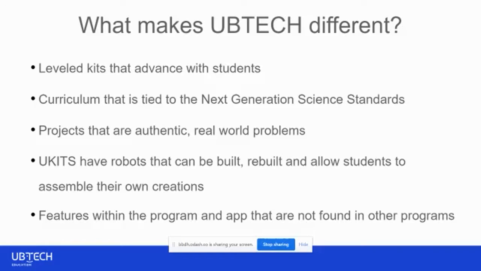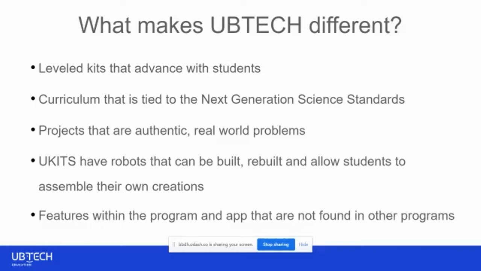And because I did start to gravitate more towards robotics and incorporating it into my science classroom, they had those experiences, but there was no growth and there was no connection across the grade levels. And so one of the things that I really feel strongly about what makes UBTECH different is that they're leveled kits, but they actually advance with students.